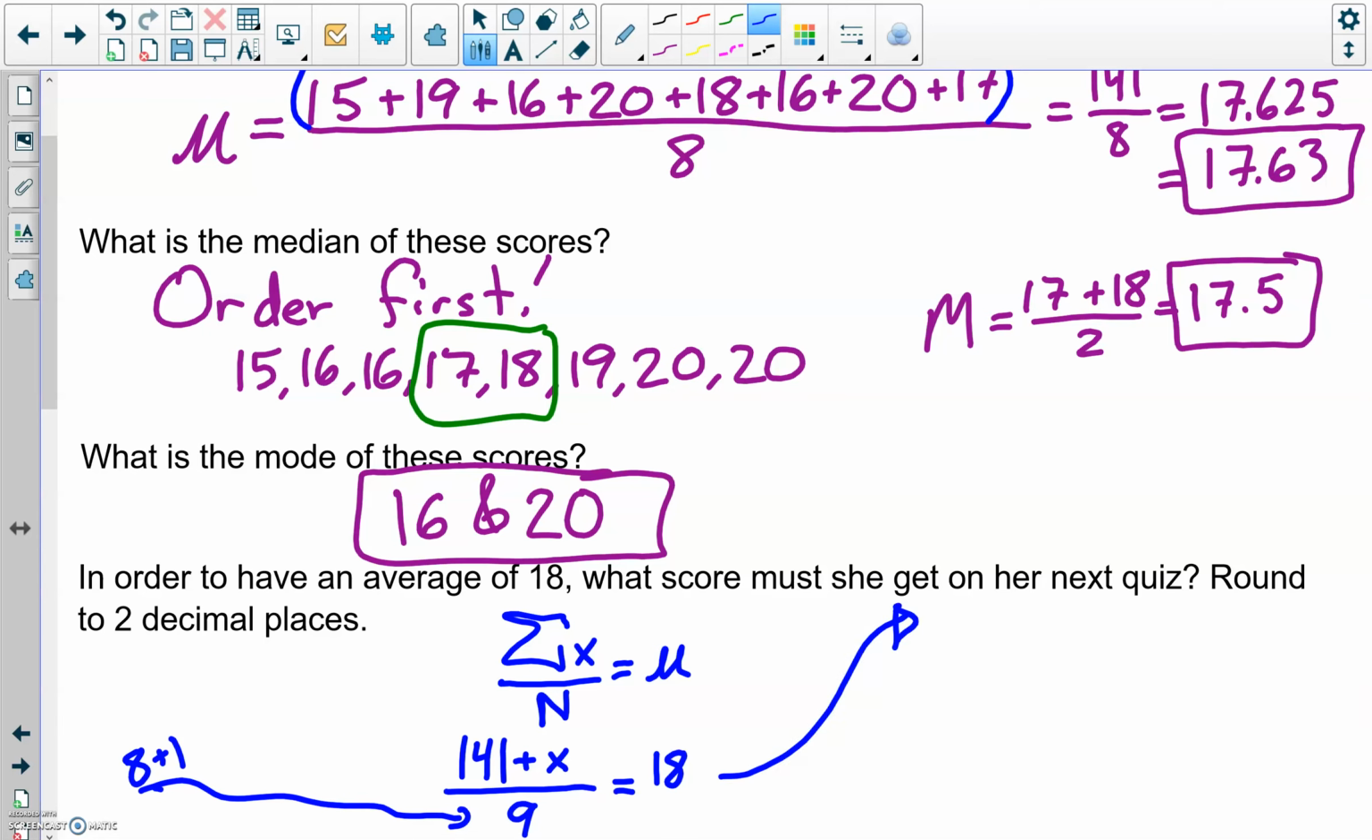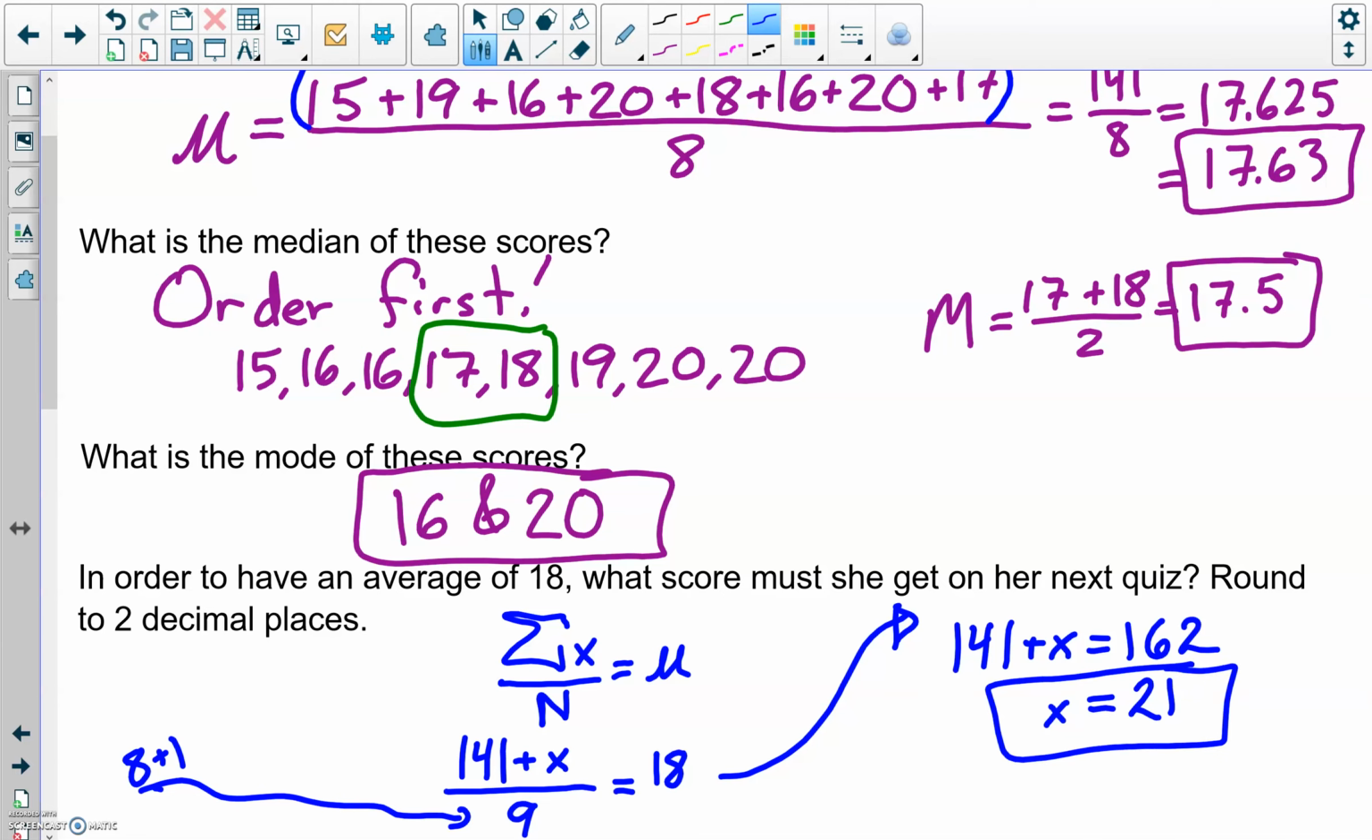And I'm going to multiply both sides by 9 to get it out from underneath that denominator. You can kind of think cross multiplying too if you want to. So 18 times 9 is 162. And then you subtract 141 from both sides to get the x alone. And the score she would need would be a 21.